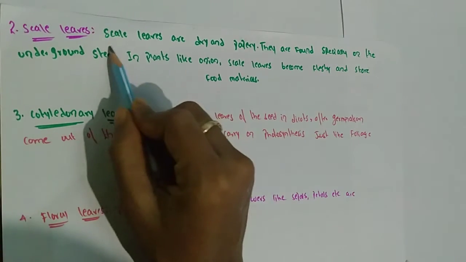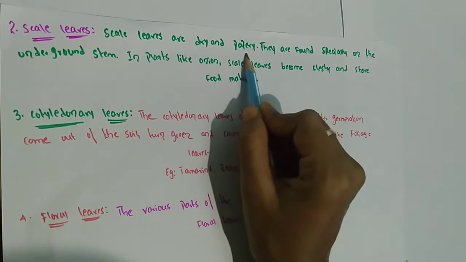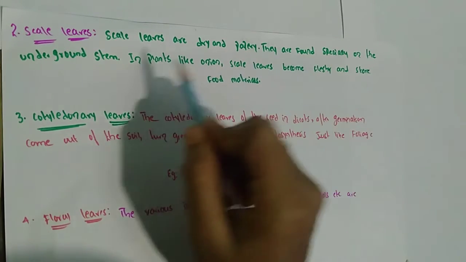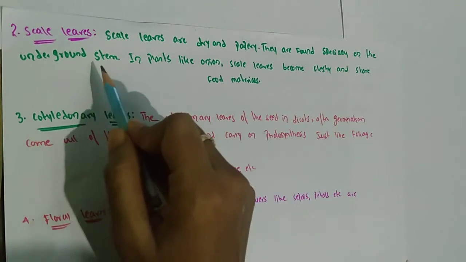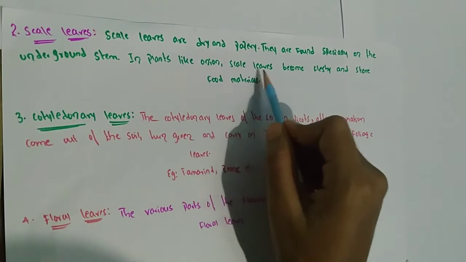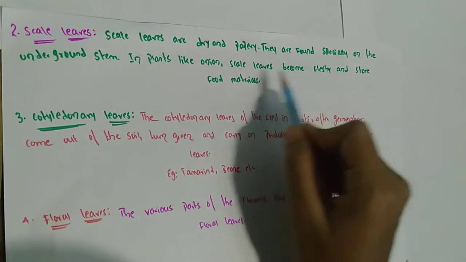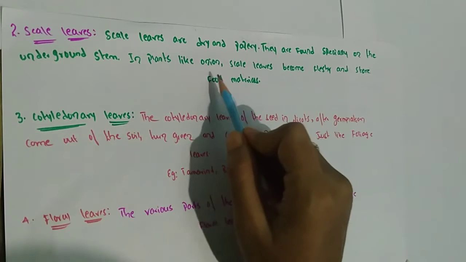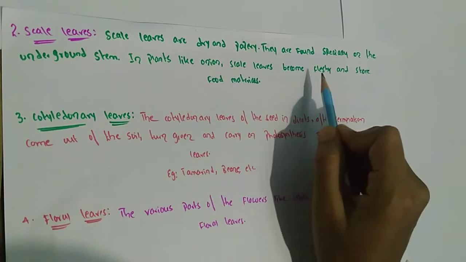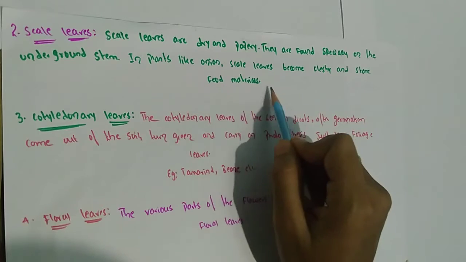Next, scale leaves. Scale leaves are dry and papery. Papery means thin and dry like paper. They are found especially on the underground stem. In plants like onion, scale leaves become fleshy and store food materials. Fleshy means soft and store food materials.